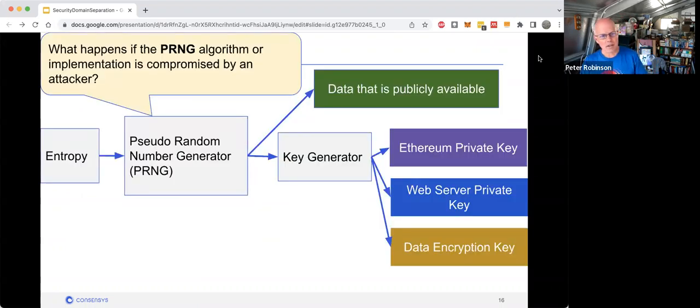So what happens if the PRNG algorithm or the implementation is compromised by the attacker in this scenario? What's going to happen is that if you see some public data, then you're going to be able to infer things about the secret data, so the keys.